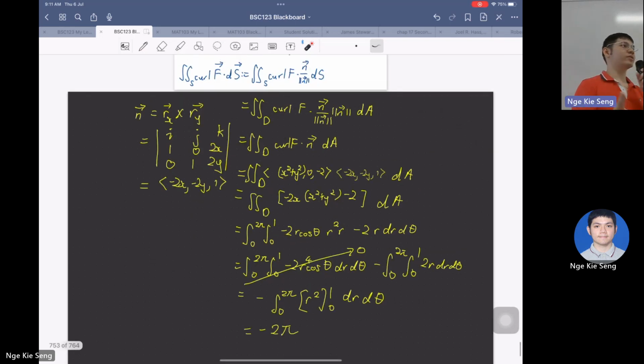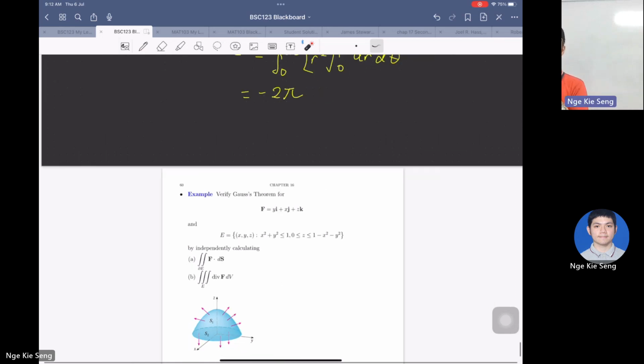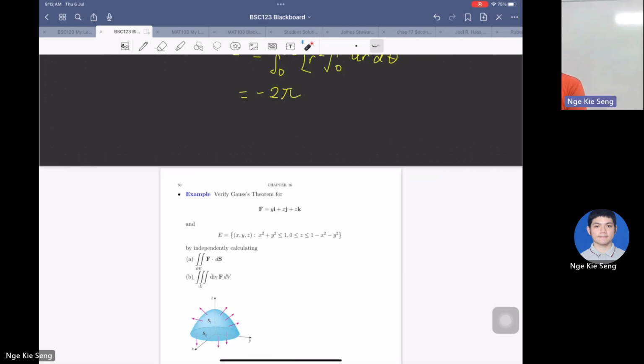Any question between the two different calculations? No, okay. Next one we want to do divergence first. Let's do divergence first. Okay, do you want to have a break? Okay, 5 minutes.